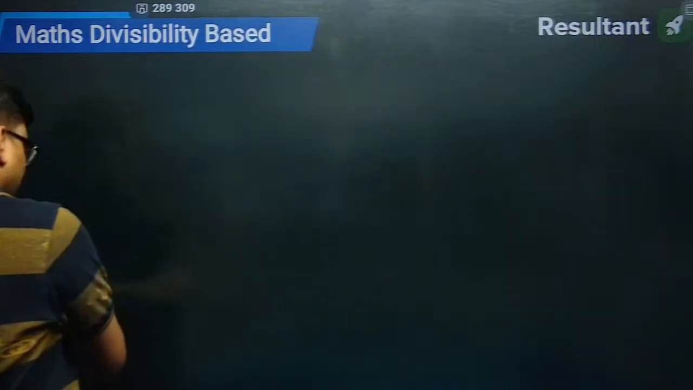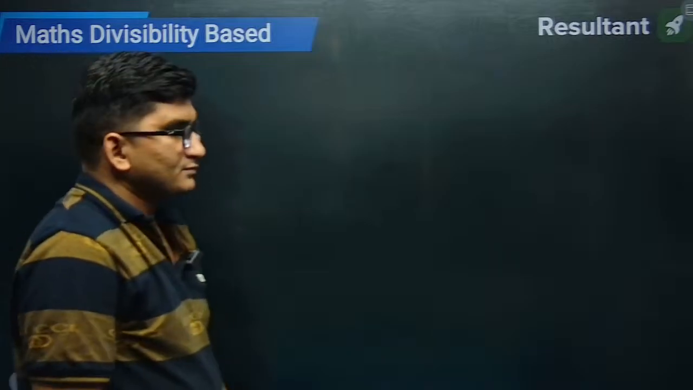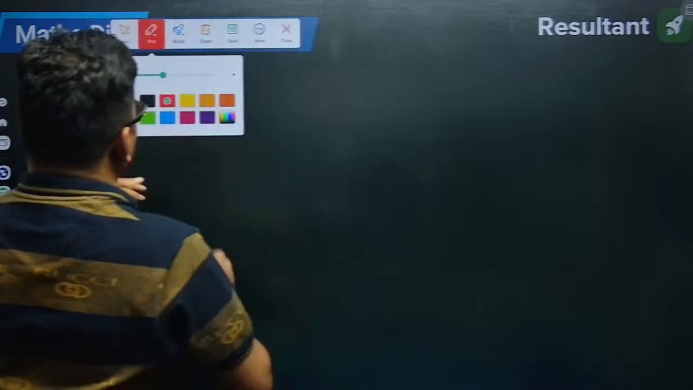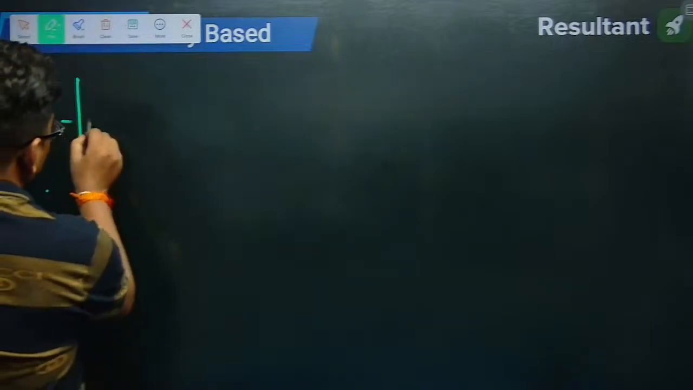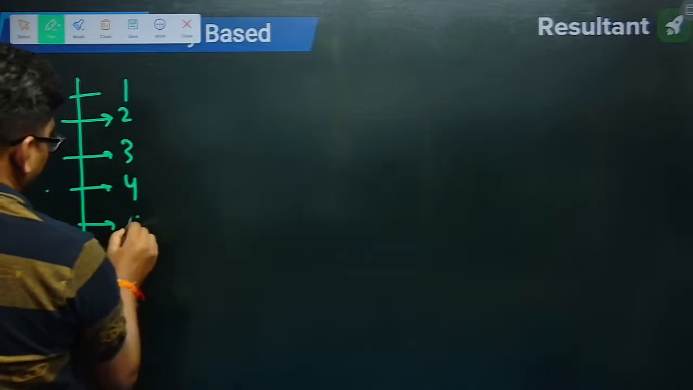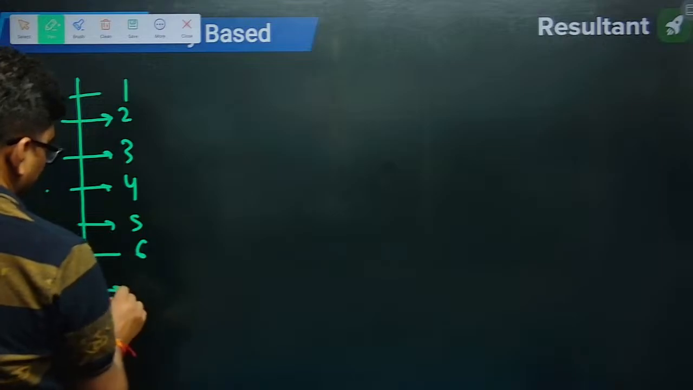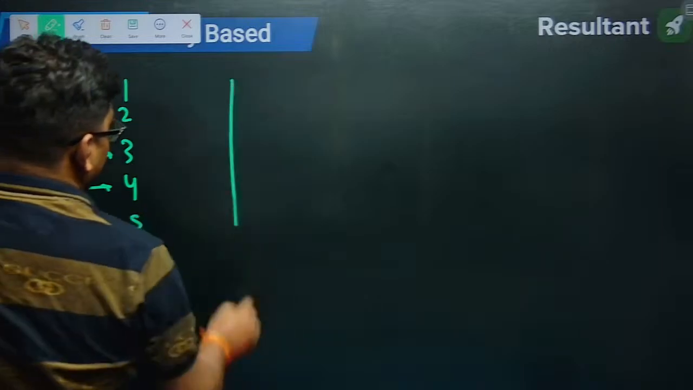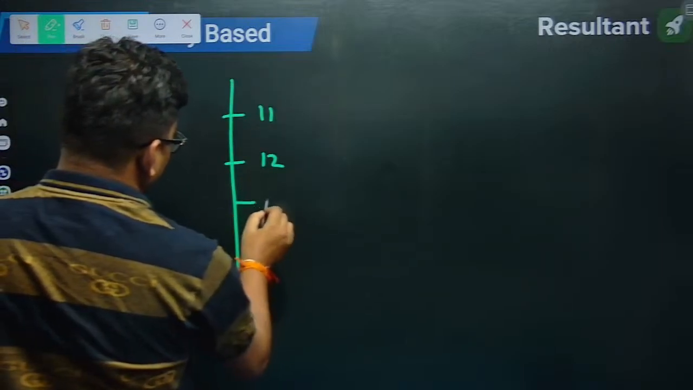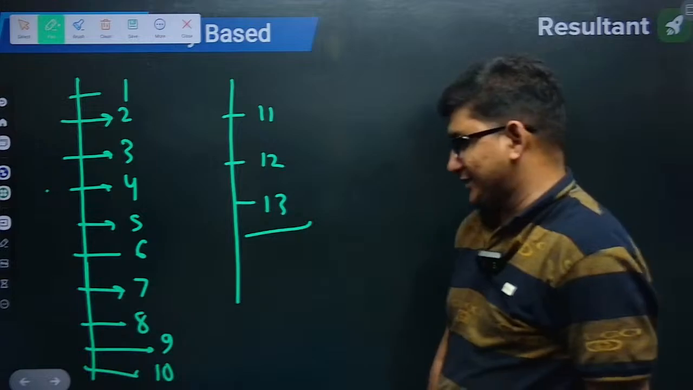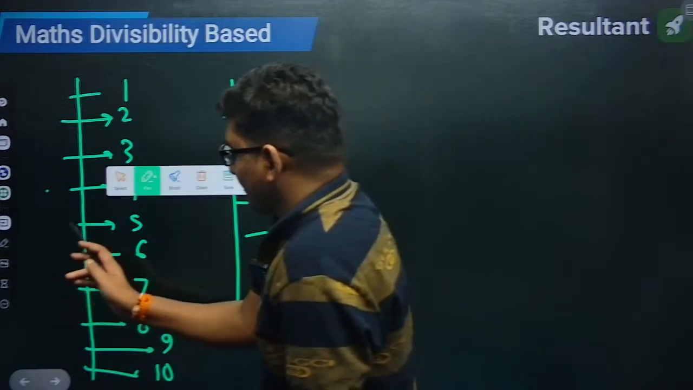Please focus on the board. We studied in the last session the divisibility concept of 1, 2, 3, 4, 5, 6, 7, 8, 9 and 10, 11, 12, 13. Correct? So we have discussed these divisibilities in the last session. You can also see that session in the playlist.